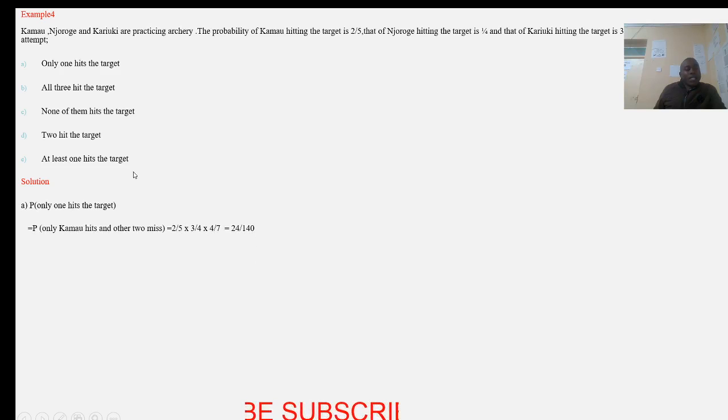Probability only 1 hits the target. It can be the probability Kamau hits the target and the other 2 miss. So Kamau hitting the target is 2 over 5. These 2 missing is, remember, 1 minus 1 over 4, which is 3 over 4. And here missing is 4 over 7. So it will be 2 over 5 times 3 over 4 times 4 over 7, which is 24 out of 140. And that gives you 6 out of 35.